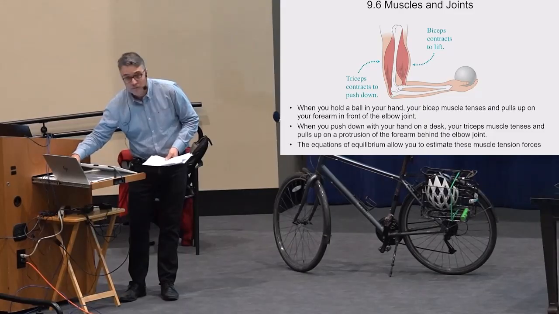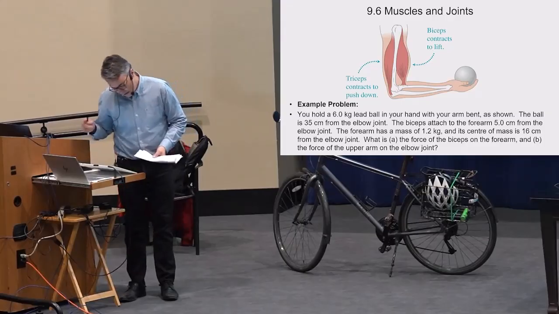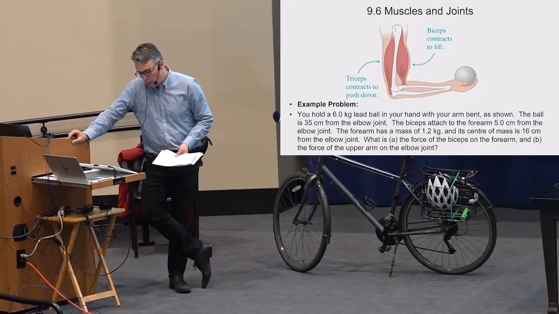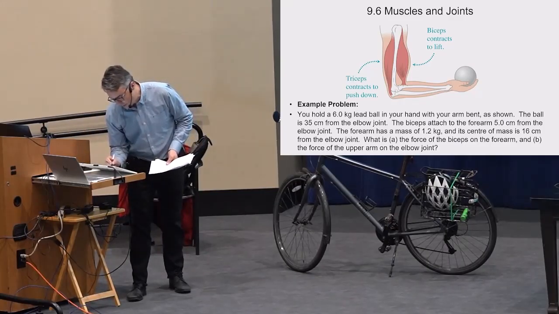So this is how you're able to move around as an animal. Here's an example problem which might come up. You hold a 6 kilogram lead ball in your hand with your arm bent as shown, 90 degrees. The ball is 35 centimeters away from the elbow joint, and the biceps attached to the forearm 5 centimeters away from the elbow joint. So they're giving you all these distances in the problem.